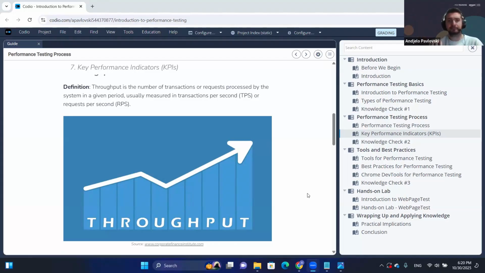And throughput is basically seen in all performance testing because it is a very important indicator. And why is it a very important indicator? Because it will tell us how much actual interactions the system can handle.